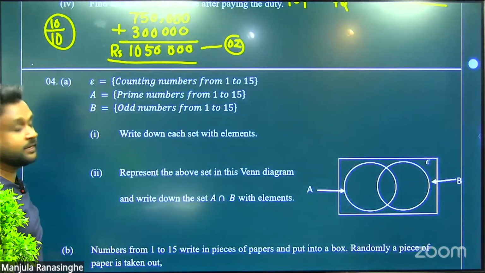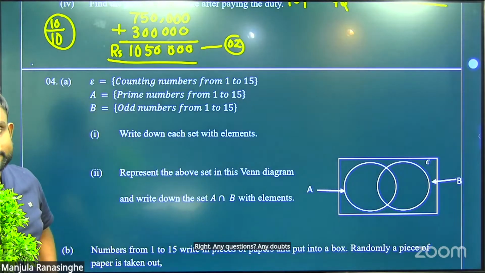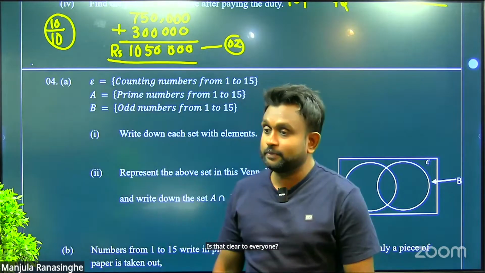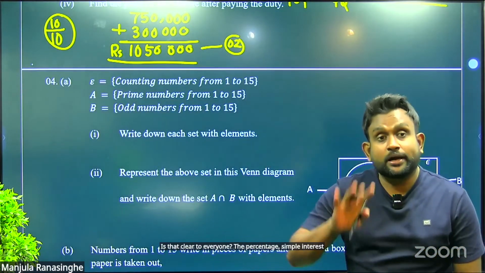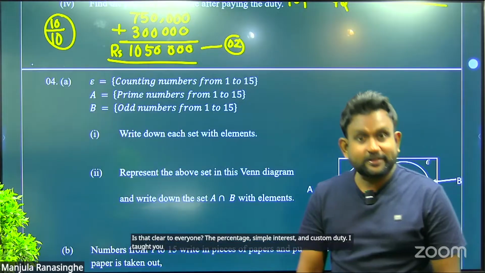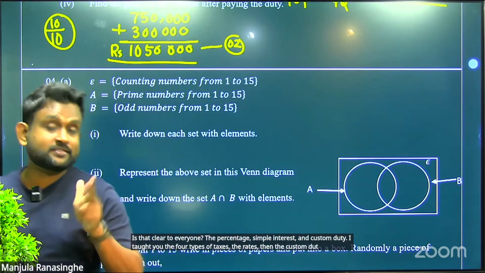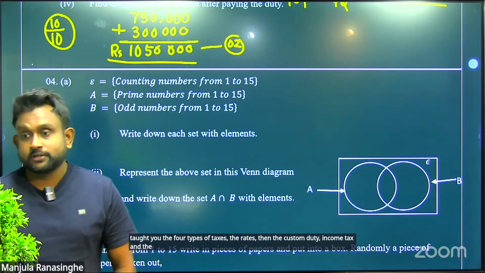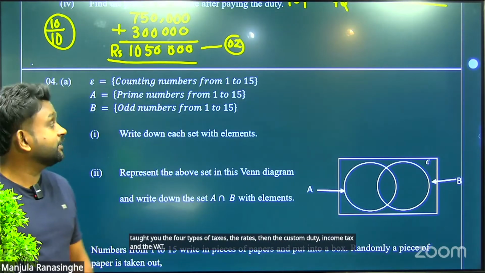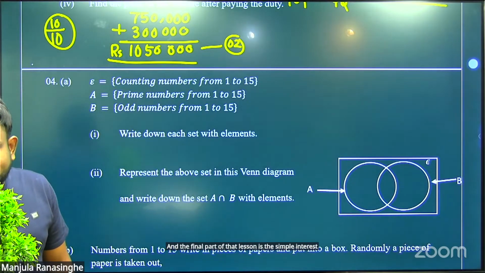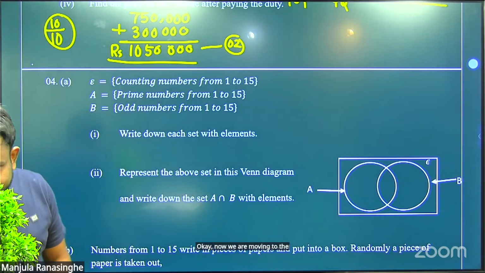Right. Any questions, any doubts you can ask? Is that clear to everyone? The percentage, simple interest and custom duty. I taught you the 4 types of taxes, the rates, then the custom duty, income tax and the VAT. And the final part of that lesson is the simple interest. Now we are moving to question number 4.